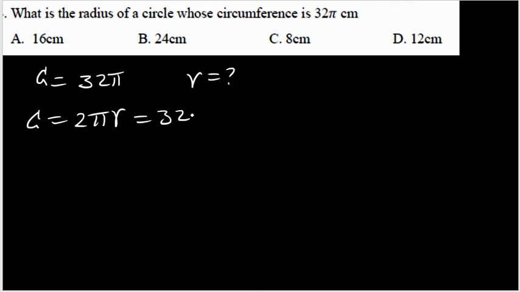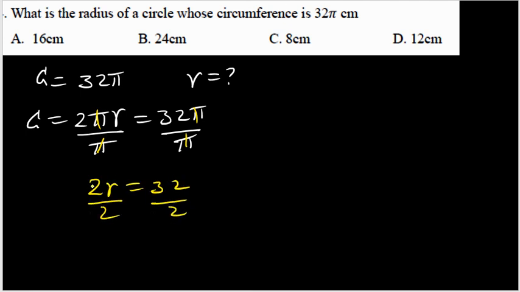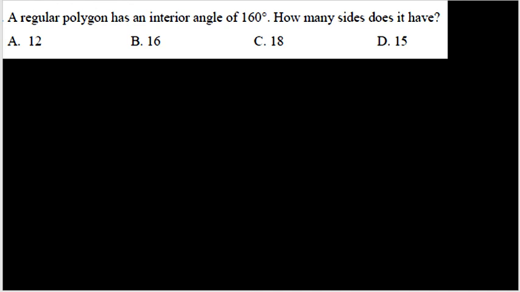What is the radius of a circle whose circumference is 32 pi? The circumference of the circle is given to us, 32 pi, and then we are asked the radius. You know, circumference of a circle is 2 pi r. This is a formula, which is given to us as 32 pi. If you divide both sides by pi, what will happen? The pi cancels out from both sides, and 2r is equal to 32 remains. Since we are looking for r, we can divide both sides by 2. So the radius will be 16 centimeter. That is A. Next one.